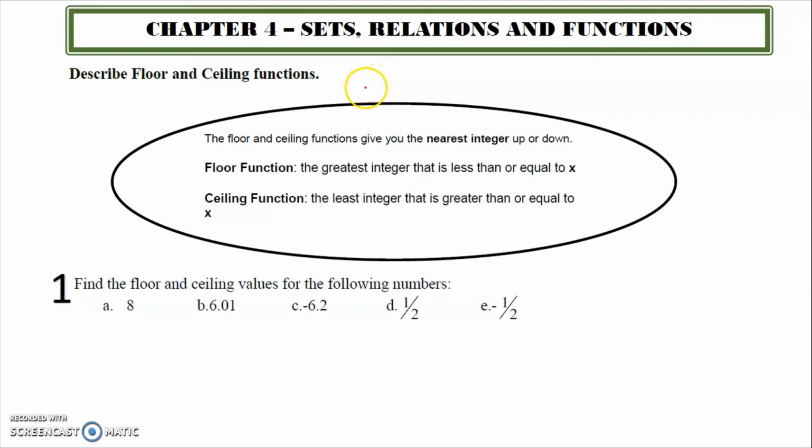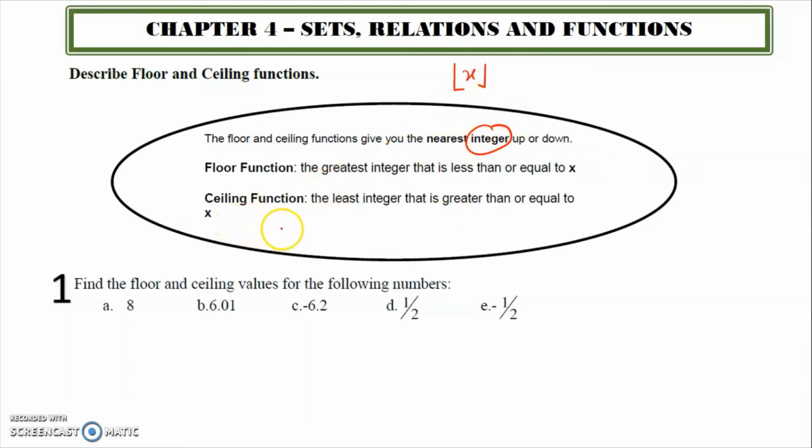Okey, function yang terakhir adalah floor and ceiling function. So, apa itu floor and ceiling function? The floor and ceiling functions give you the nearest integer up or down. So integer means nombor bulat. Okay. So floor function, the greatest integer that is less than or equals to x. So ini adalah simbol untuk floor function. So floor lantai, so di bawah, so nombor yang lebih kecil daripada x.